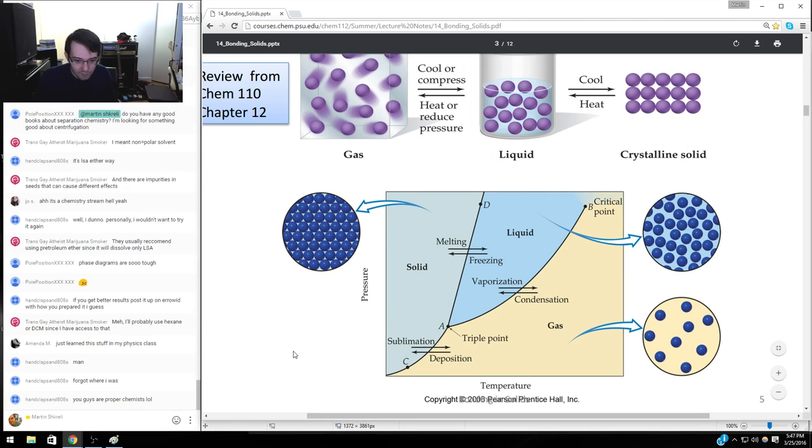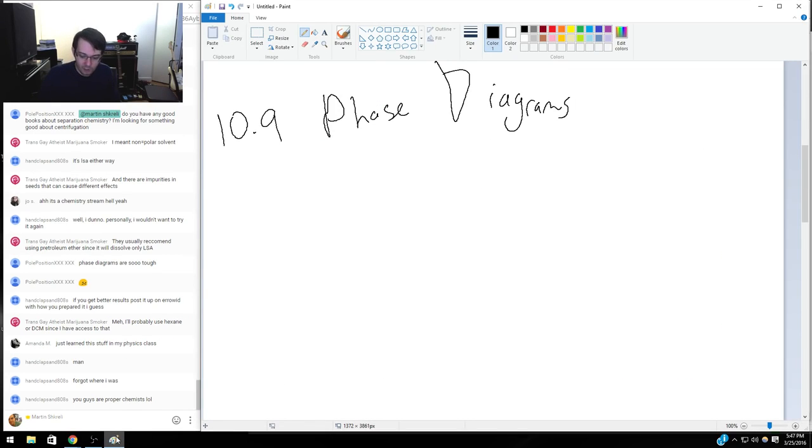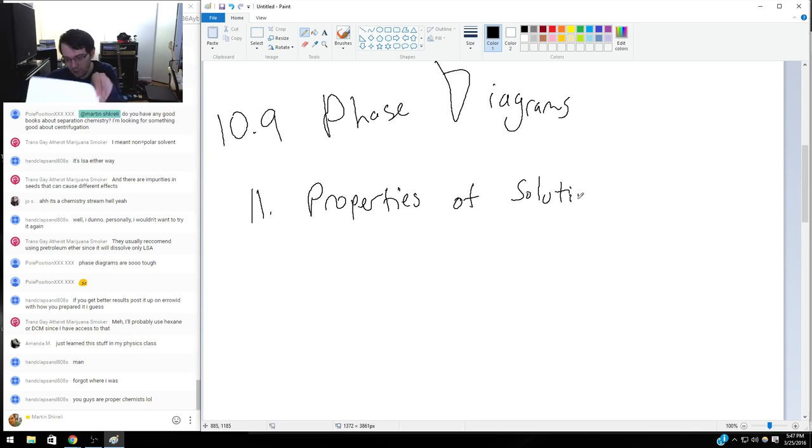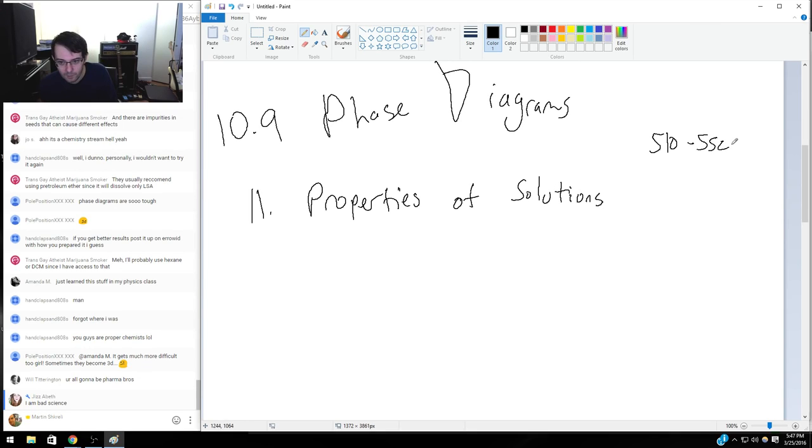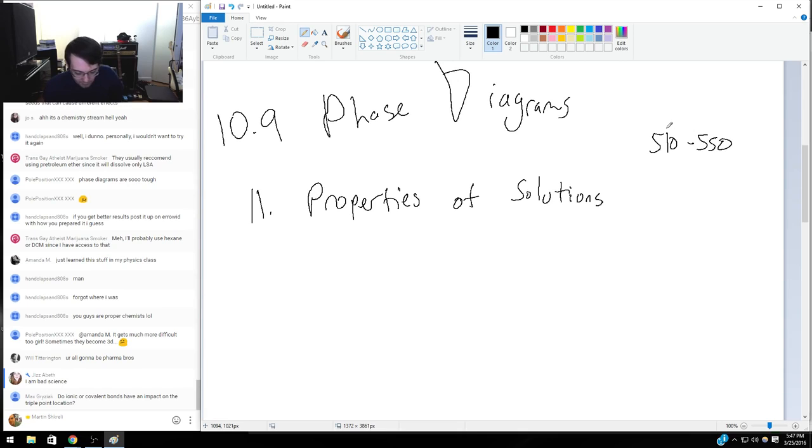I'll give you a brief, really brief sort of introduction to chapter 11. 11 is going to be properties of solutions. We're going to breeze through this. We've been through now the hardest part of this book. We're about halfway done. This is page 510 to like 550 or so. In properties of solutions, we're going to talk about molality, which is a very important concept. That's going to be the kind of key learning. I'd say it's going to be molality.